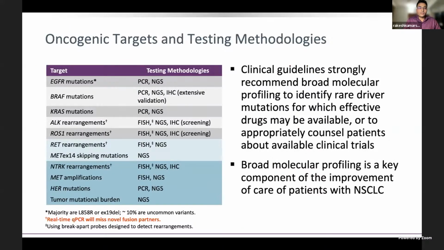So these are the common mutations which are tested in daily routine practice: EGFR, ALK, ROS1, BRAF, KRAS, RET, MET exon 14 skipping mutation, NTRK, MET, and HER2.